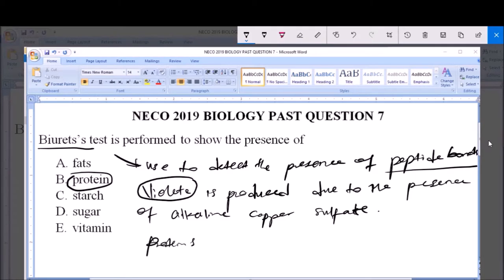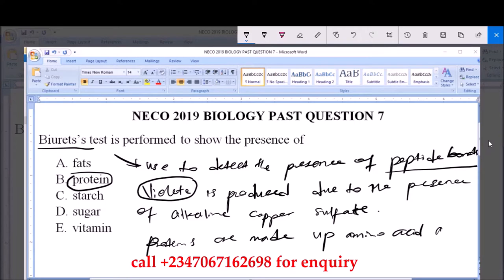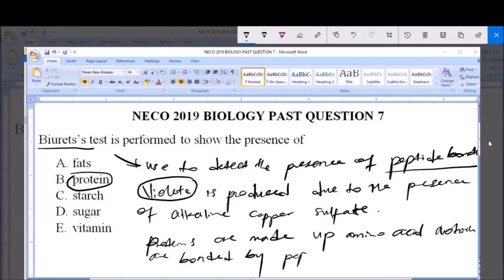Proteins are made up of amino acids which are bonded together by peptide bond. So this peptide bond is a bond that exists between amino acids. And proteins here are made up of amino acids which are bound together by peptide bond. So therefore, Burette test is a test that is performed to show the presence of proteins, which is option B, proteins. And that will give us a violet color.